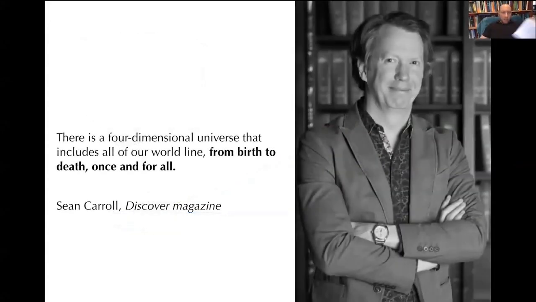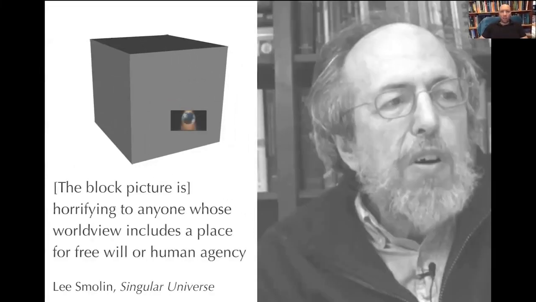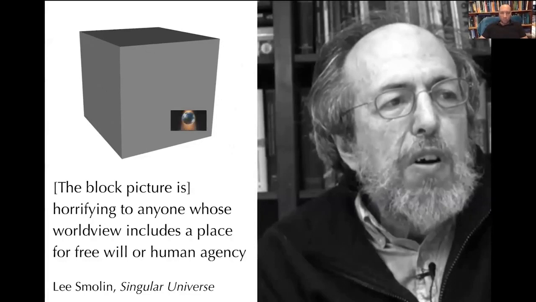What this ends up revealing is that in this 4-dimensional universe, well, we've got entire world lines of humans and objects and all sorts of things given from birth to death once and for all. The passage of time is like the unwinding of a rope, producing nothing new, but unfolding what was there at first. And it's precisely this business of producing nothing new that bothers people like Lee Smolin, who thinks that surprise needs to be a feature inherent in the structure of a world.